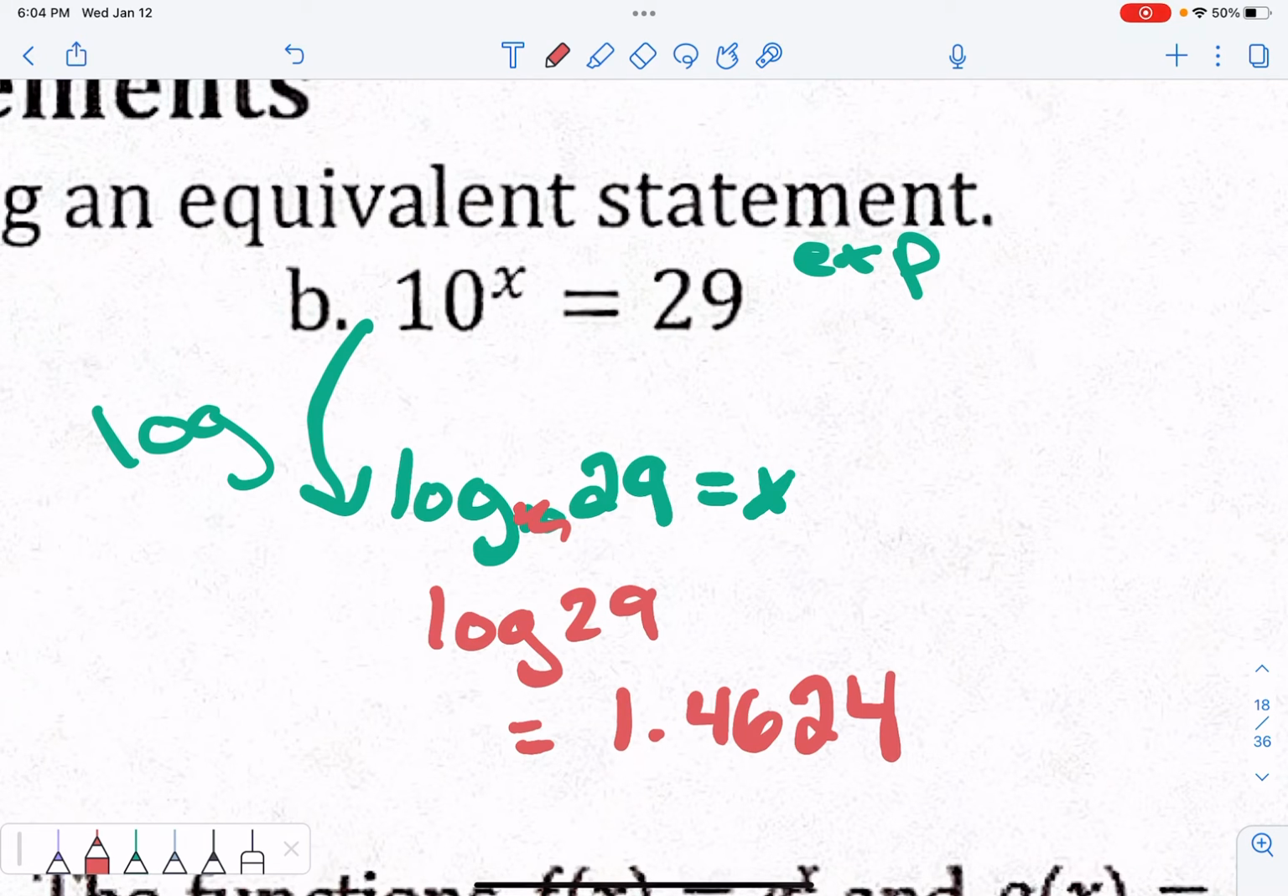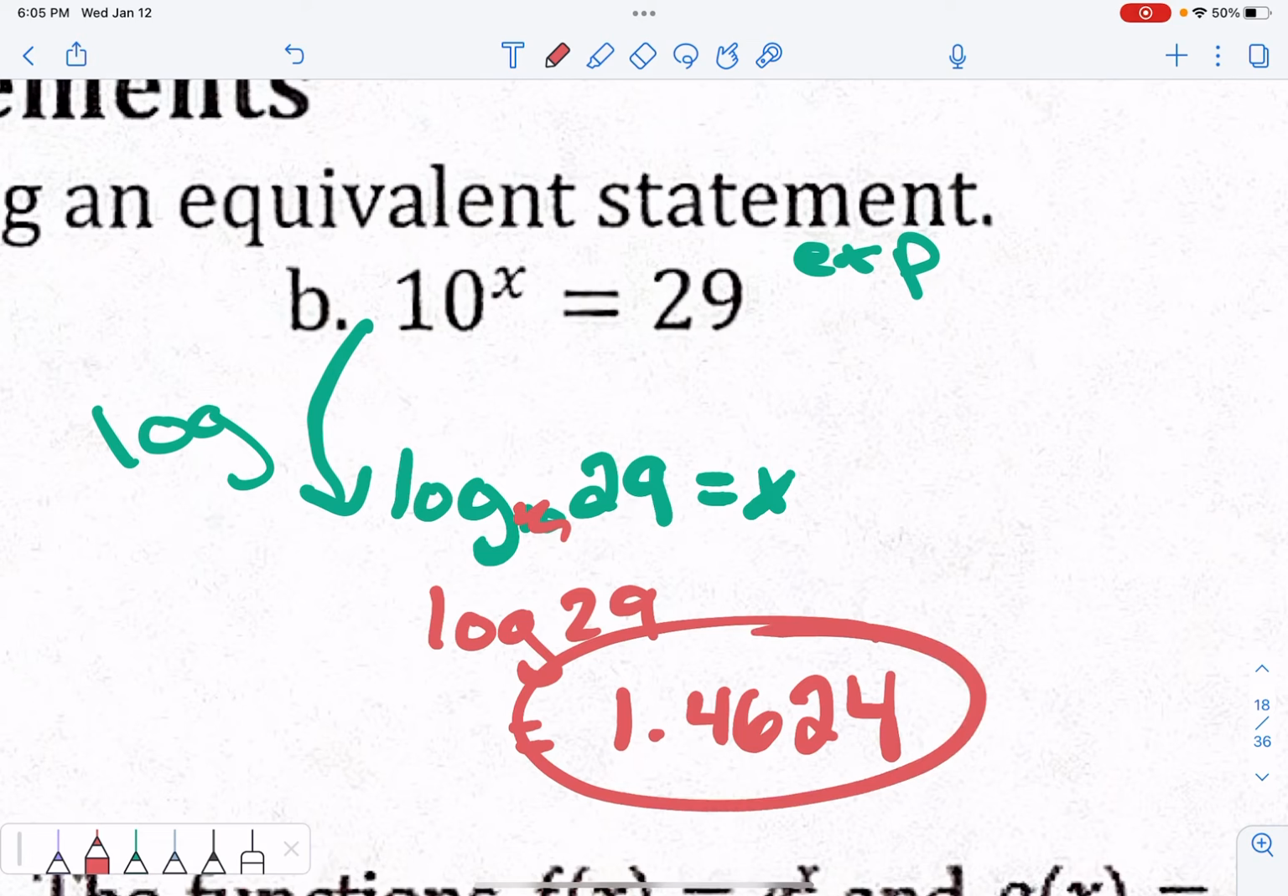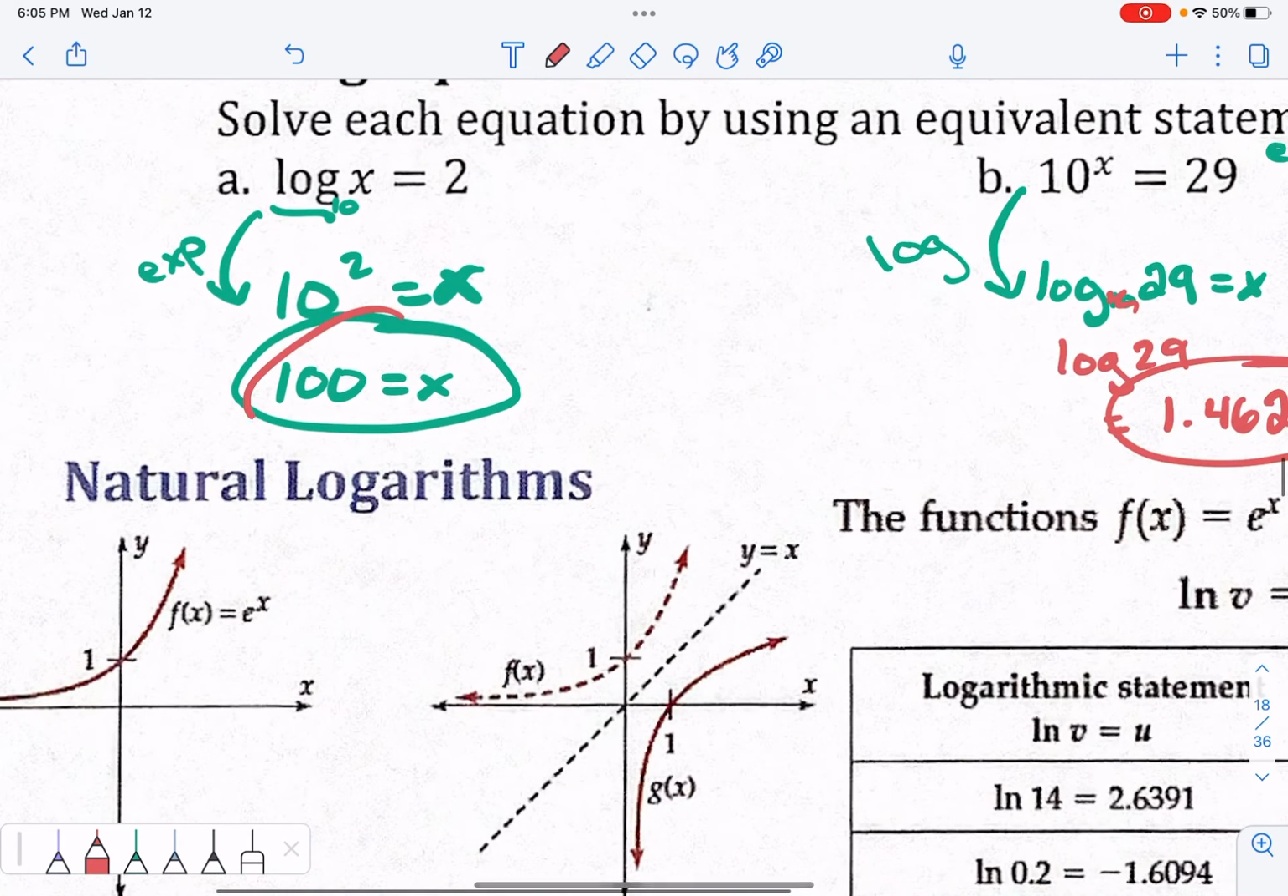1.4624 is what that will be. Okay. So again, you're just switching it to the other form and then evaluating using your calculator. Or doing it in your head, like this one we could.